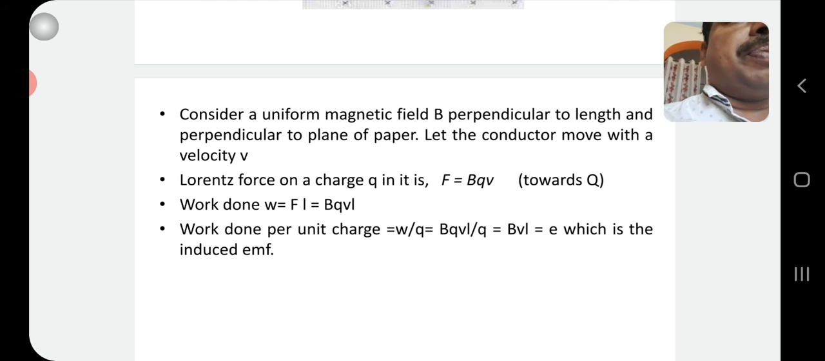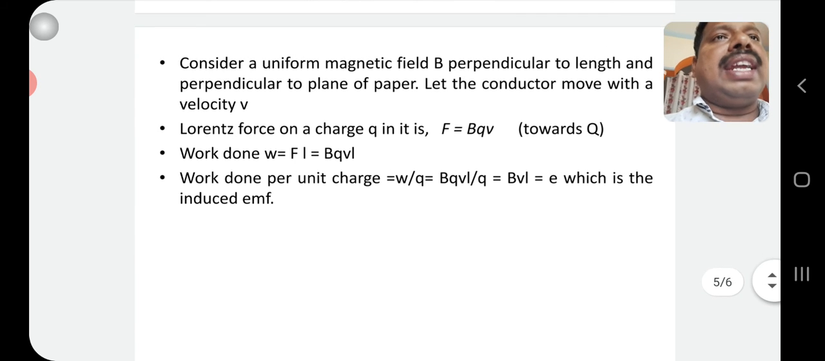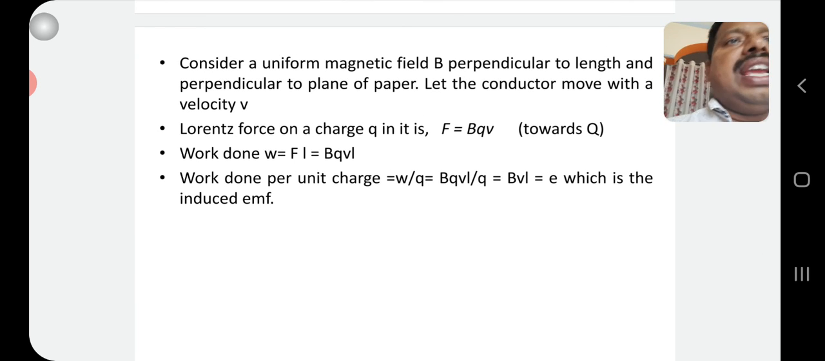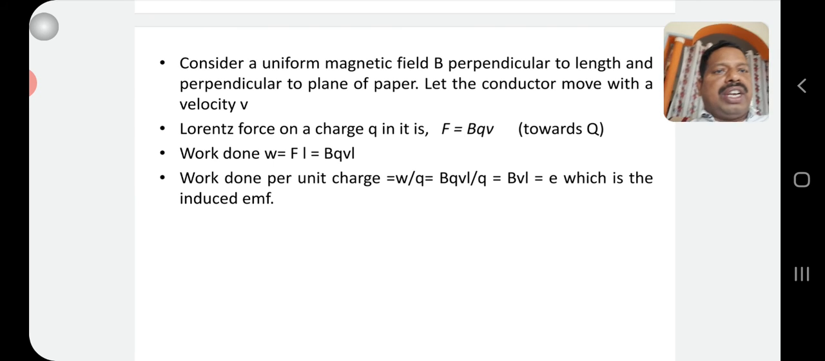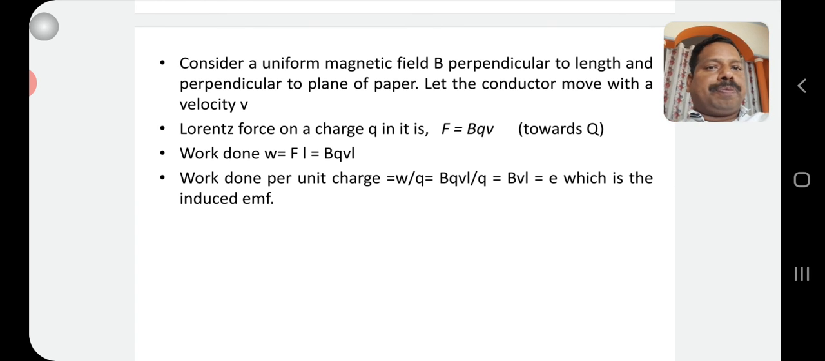It can also be expressed in integral form, as a line integral: E induced is equal to the line integral around the closed path of V cross B dl. That is another notation. Later I am going to share my handwritten notes, in which the integral version is also there.